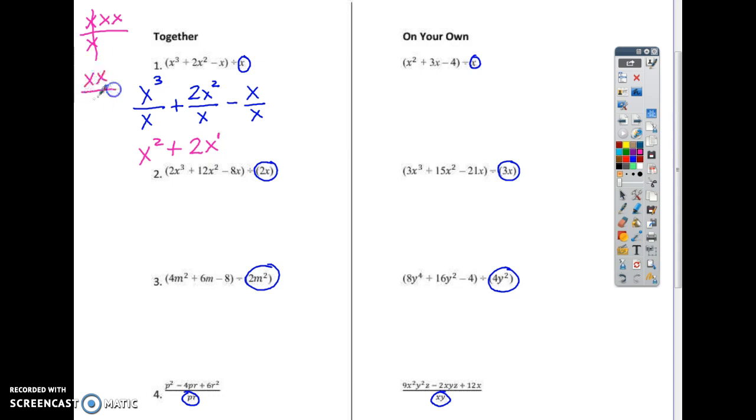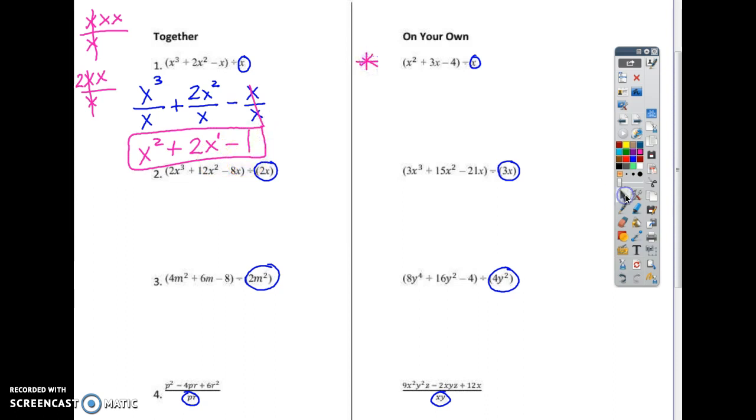2 on top, 1 on bottom. I also had a 2. The only thing that canceled was the x. So it leaves me the 2 and the x, right? And then over here, those 2 can cancel, right? Because I have 1 on top, 1 on bottom. What's left? Is it a 1 or is it a 0? It's a 1. So minus 1. That's your answer.